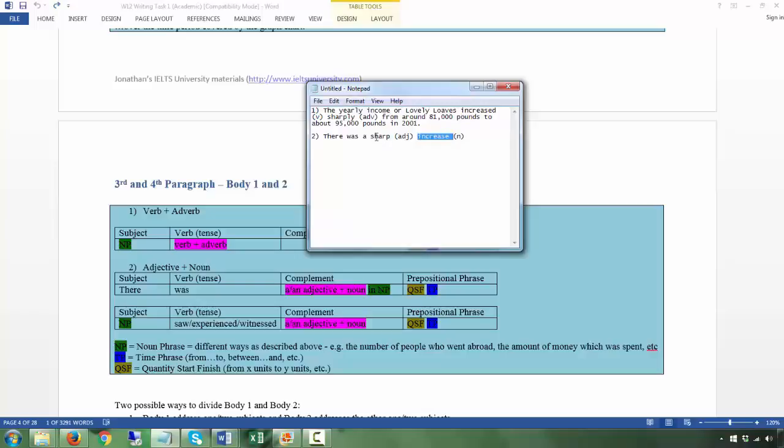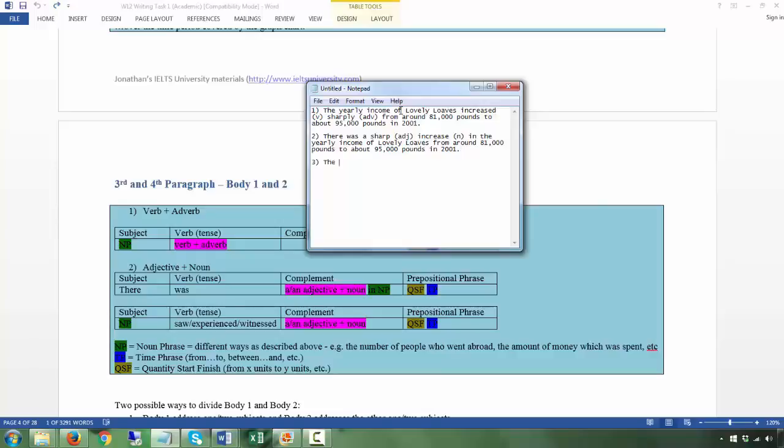Exactly the same thing, but we are using different word classes. Okay, there was a sharp increase. Increase here is a noun, in the yearly income of Lovely Loaves. All right, and then if you want to put the same thing, you can write the same thing again. Now you're not going to write these two sentences, of course, I'm just showing you how to write the same thing using different sentence structures.